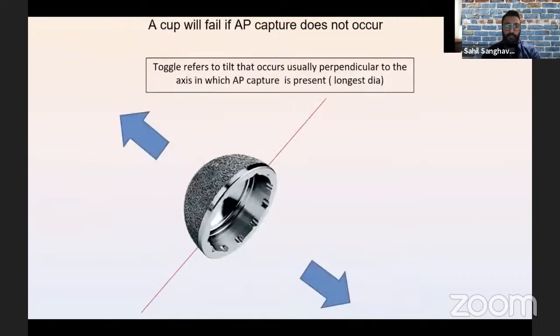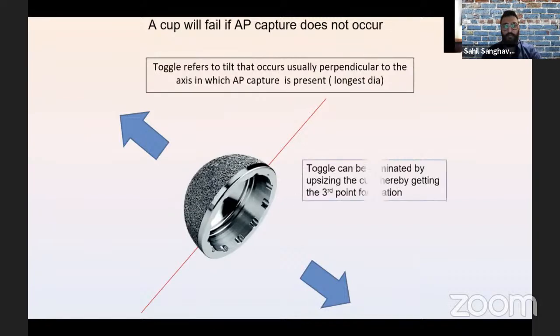So remember that the socket will fail if you don't get AP capture. If somebody here thinks that they can just put a socket in and put lots of screws to hold it like a picture on the wall, that doesn't hold. So toggle refers to a tilt that occurs usually in an axis perpendicular to the plane where you have got AP capture. Toggle is eliminated by getting a third point. So with a minimum of 3 points you will not get any toggle. You get AP capture plus you will not get any toggle. So the minimum requirement is to get 3 points. This is what we call 3-point fixation.